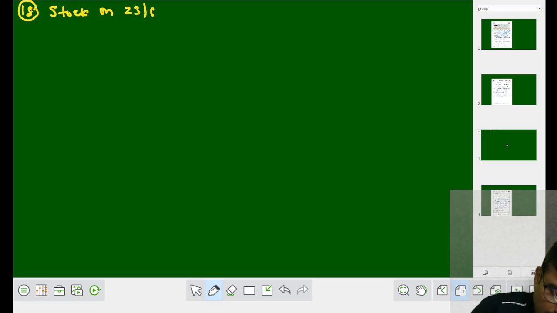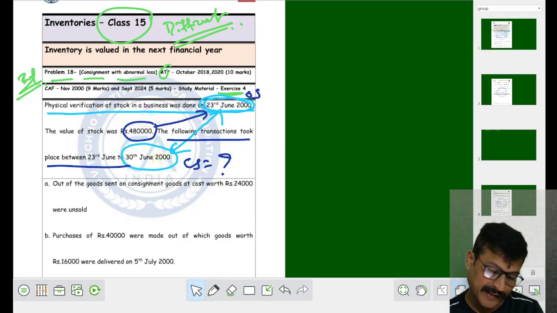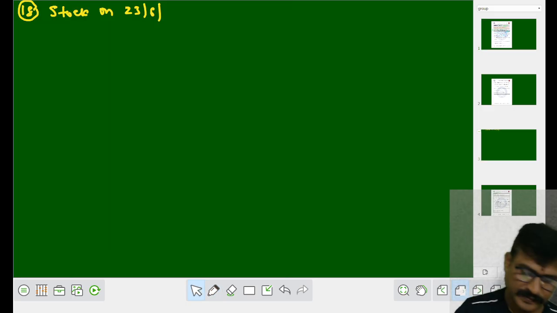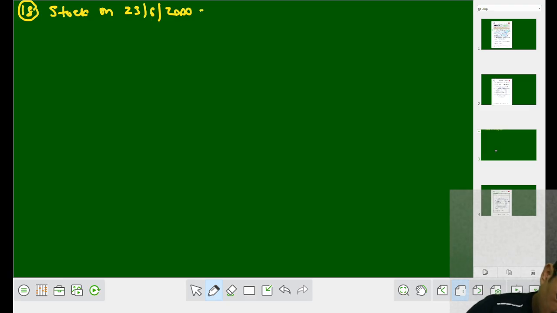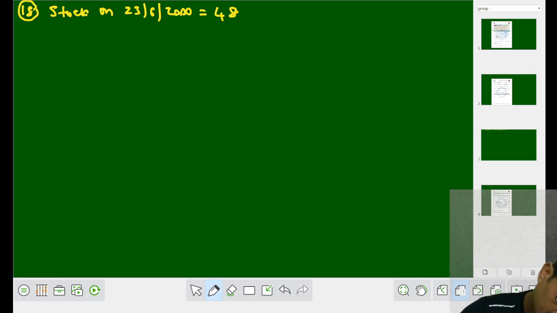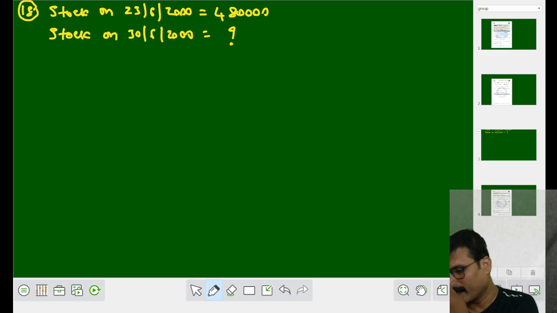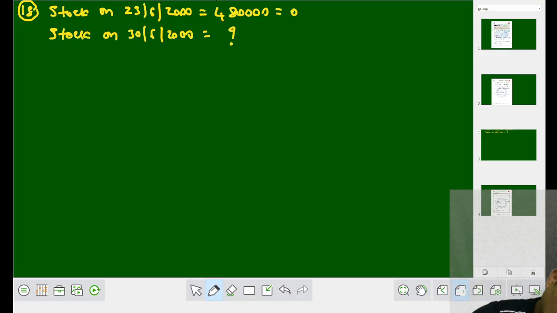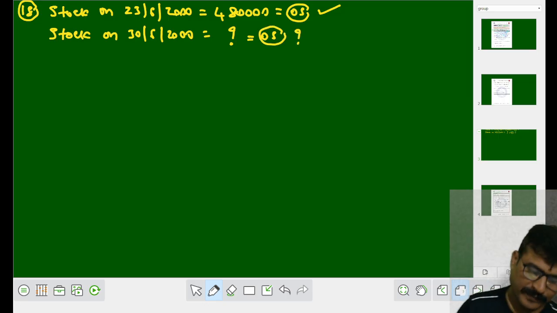Stock on 23rd June 2000, it is an amount of 4,80,000. What stock do we have to calculate? We have to calculate stock on 30th June 2000, that is a question mark. Now my dear student, this is your opening stock, it is given to you, and you are supposed to calculate the closing stock. Fine. What do we have to do?